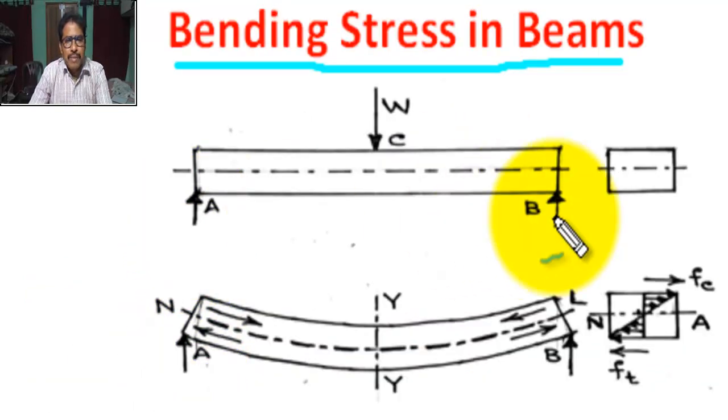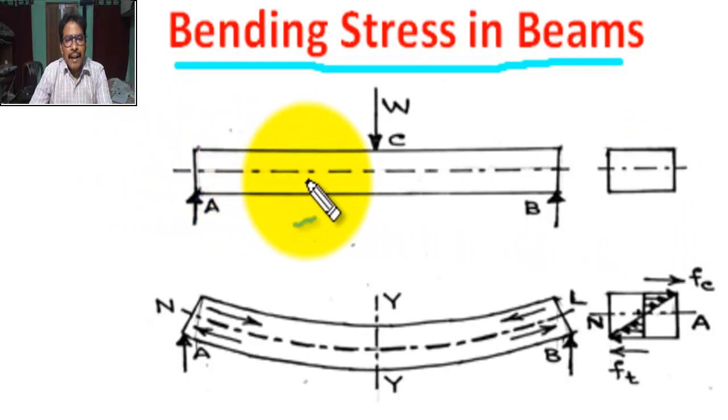AB is a simply supported beam, supported at A and B ends. A point load W acts at center C. This is the initial position of the beam. This is the front view. This is the side view, the cross section of the beam.